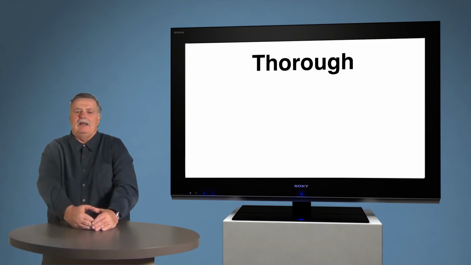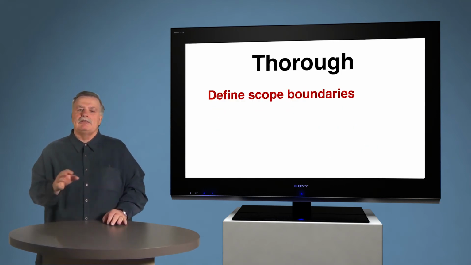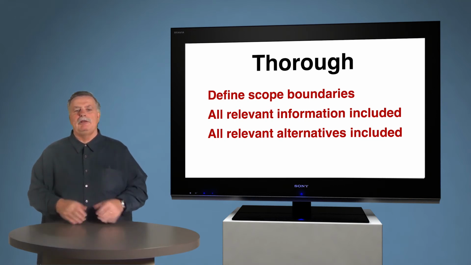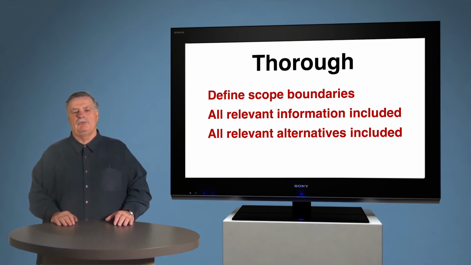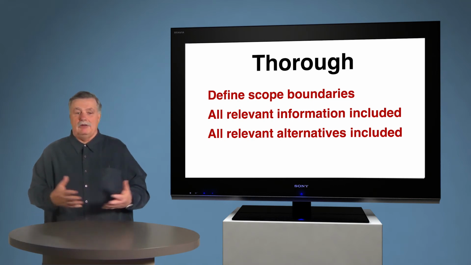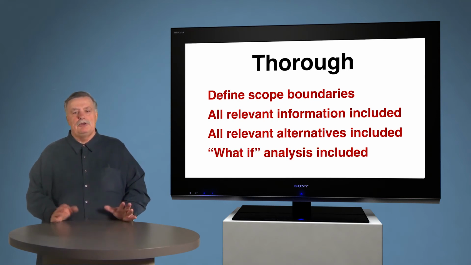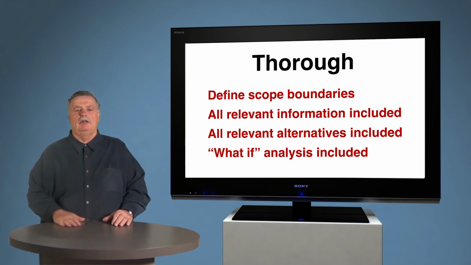So once you've established the scope boundaries, that means including all the relevant information and all the relevant alternatives. This is about minimizing the gaps in your business case. When relevant information is missing, the credibility of the business case is called into question. There's no doubt about it. And don't forget the what-if analysis. Readers want to know, what's the impact on the business case if the estimates fall short?